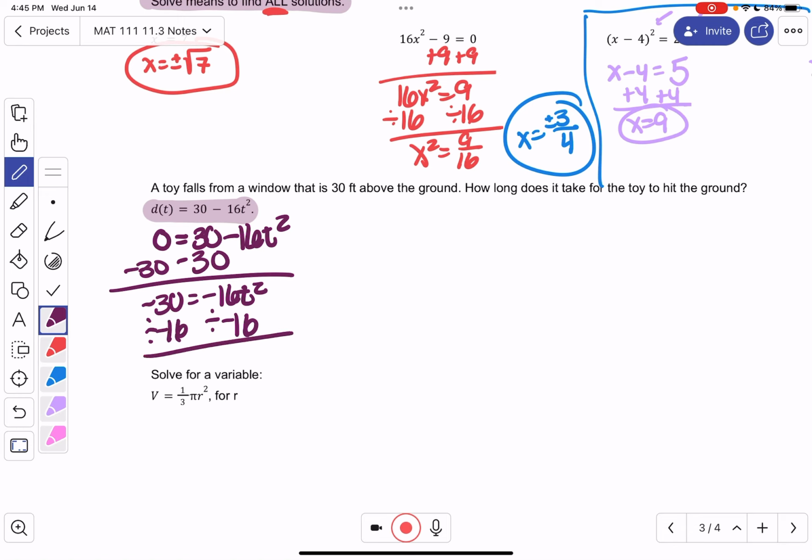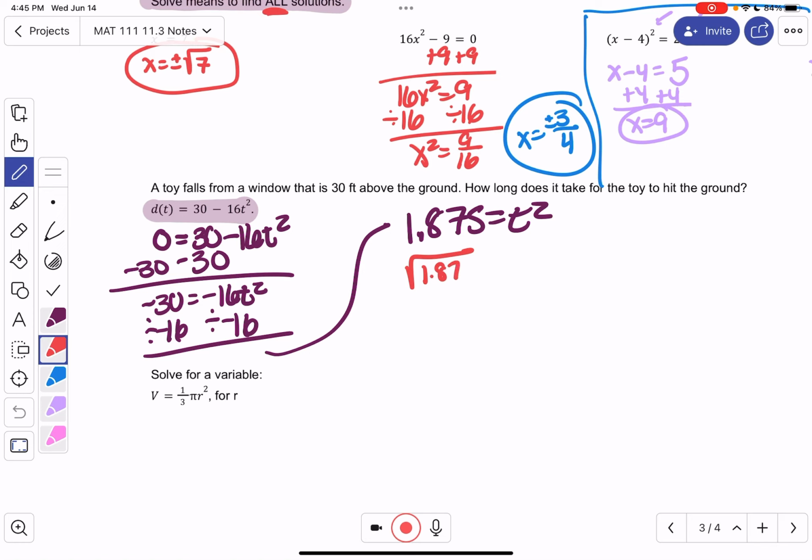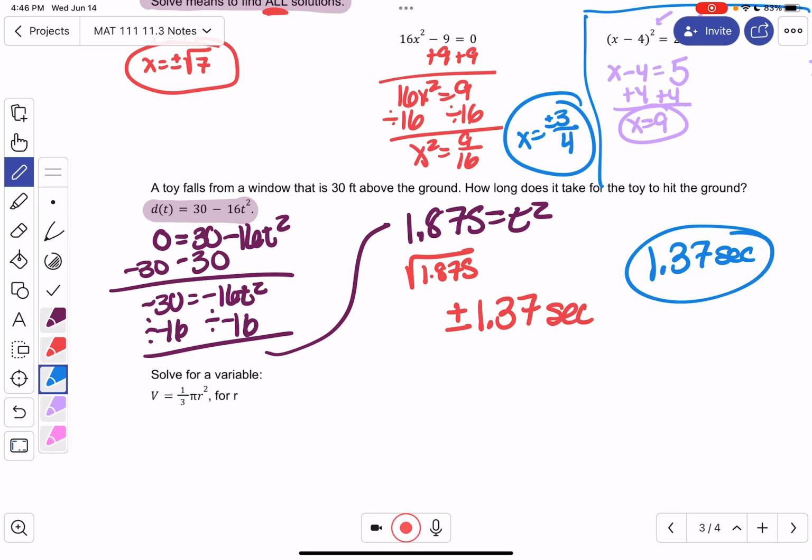And I get 1.875 equals t squared. And then we take a square root of that, which when we're talking real life, we kind of want an answer. So I'm going to get positive or negative 1.37 seconds. Now, can you go back in time? No. So the only answer that matters here is the positive. So in real life, you may ignore the negative.